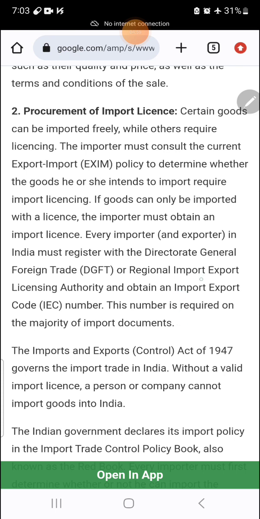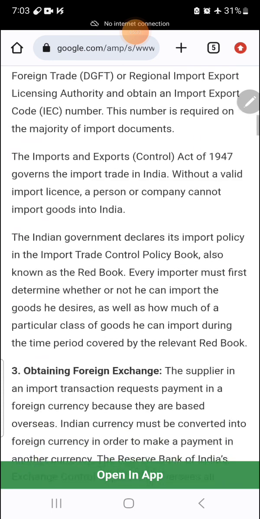Every importer and exporter in India must register with the Directorate General Foreign Trade, DGFT, or Regional Import-Export Licensing Authority and obtain an Import-Export Code, IEC number. This number is required on the majority of import documents.